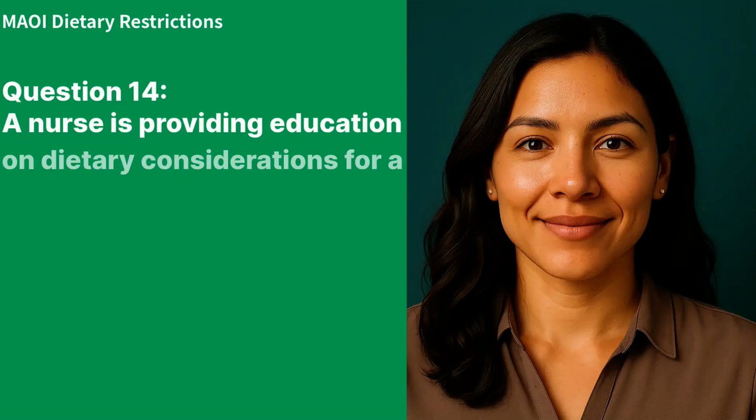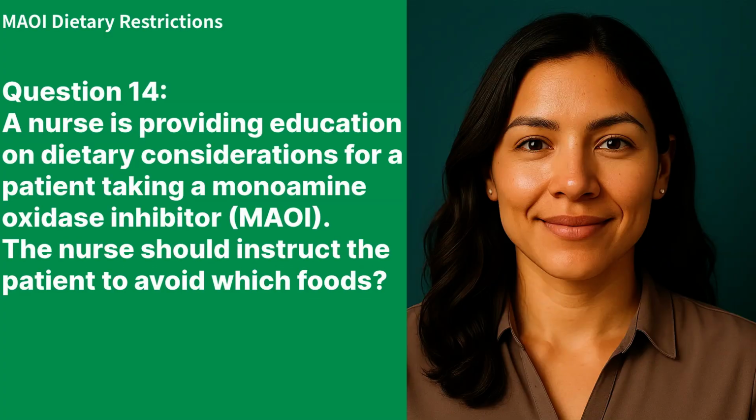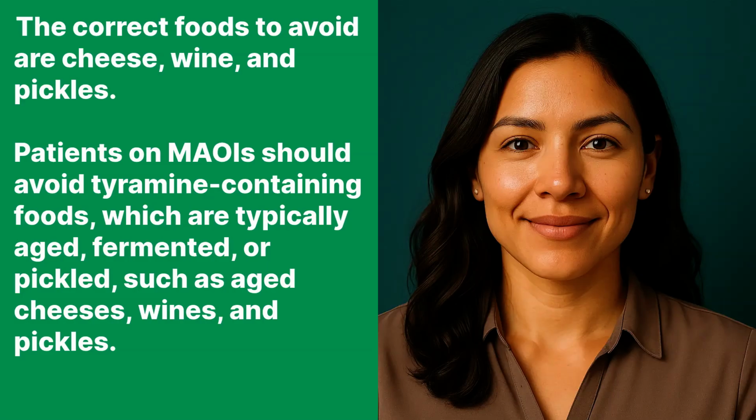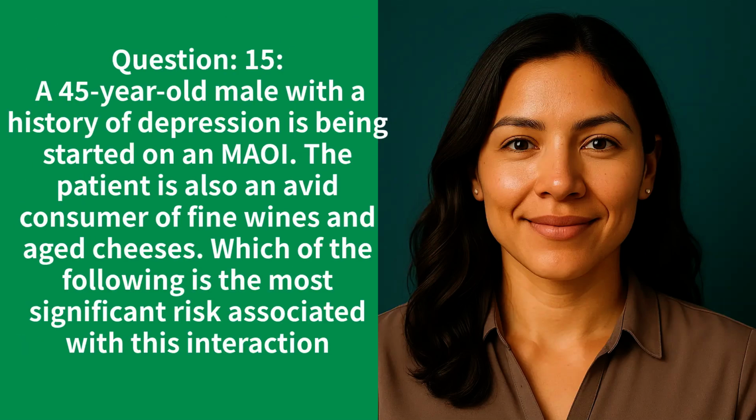Question 14. A nurse is providing education on dietary considerations for a patient taking a monoamine oxidase inhibitor, MAOI. The nurse should instruct the patient to avoid which foods? The correct foods to avoid are cheese, wine, and pickles. Patients on MAOIs should avoid tyramine-containing foods, which are typically aged, fermented, or pickled, such as aged cheeses, wines, and pickles.